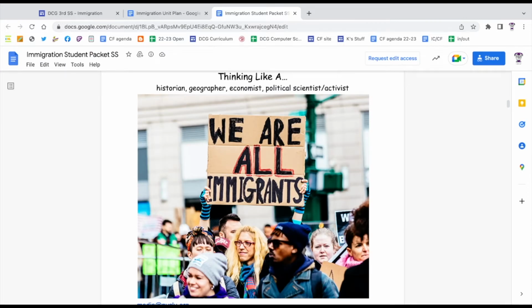And then students would spend time trying to come up with a question that each social scientist would ask about this particular image. It gets them thinking about the idea of immigration and what it means for those of us who live here in this country.